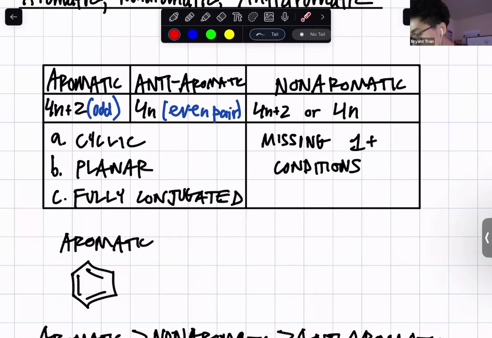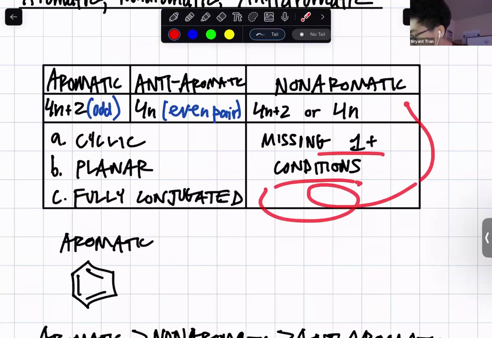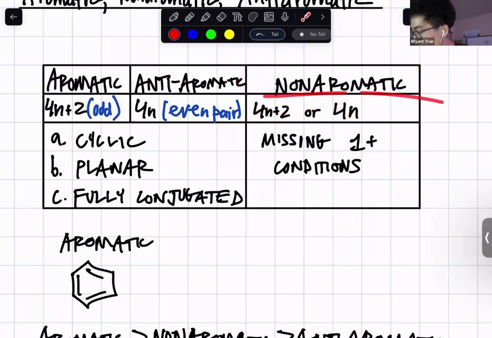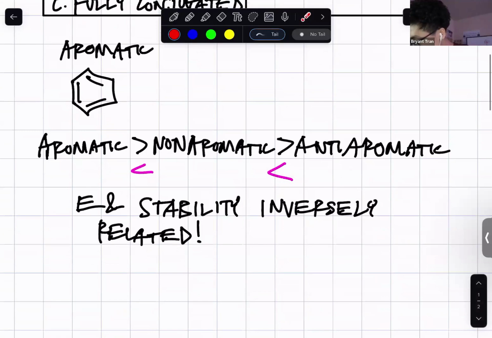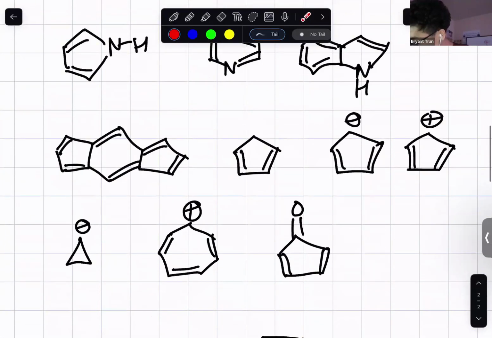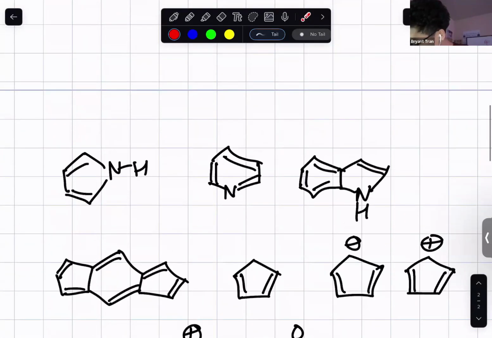Now, if the molecule is missing one or more conditions, like let's say it's not cyclic, or it's not planar, or it's not fully conjugated, it could miss 2 as well, or it could miss all 3, but if at least one condition is missing, it's automatically considered non-aromatic. It doesn't matter how many electrons it has, right? It's automatically non-aromatic. Okay, so let's take a look here.